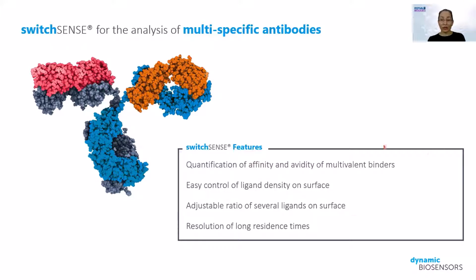It was never more easy to accurately and reproducibly control the density of the immobilized binding partner on the surface. On top of that, you can control the ratio of several ligands that you would like to measure at the same time. And when working with high affinity binders, you will need a stable measurement over long times, resolving dissociation times of maybe several hours.